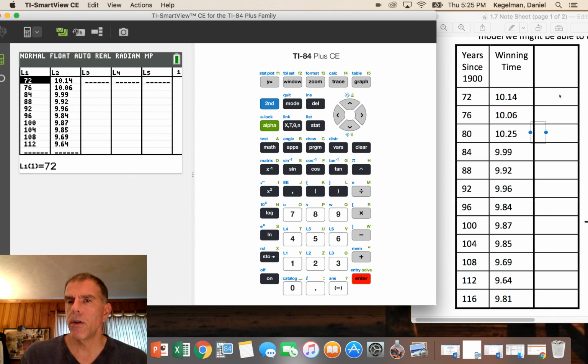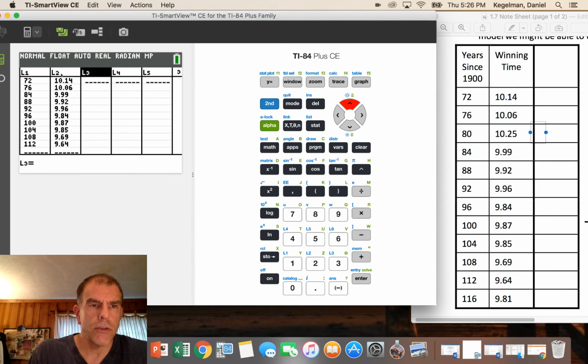So I'd kind of be curious about comparing the times to what a 9.5 would be. In other words, saying that's the lowest we can ever go. So we'd be coming down and kind of leveling off at 9.5. So what I'm going to do is go over to our third column and go up to L3. And what I can do is actually just take our times from L2 and subtract 9.5. And it's going to be how far is that time away from 9.5.